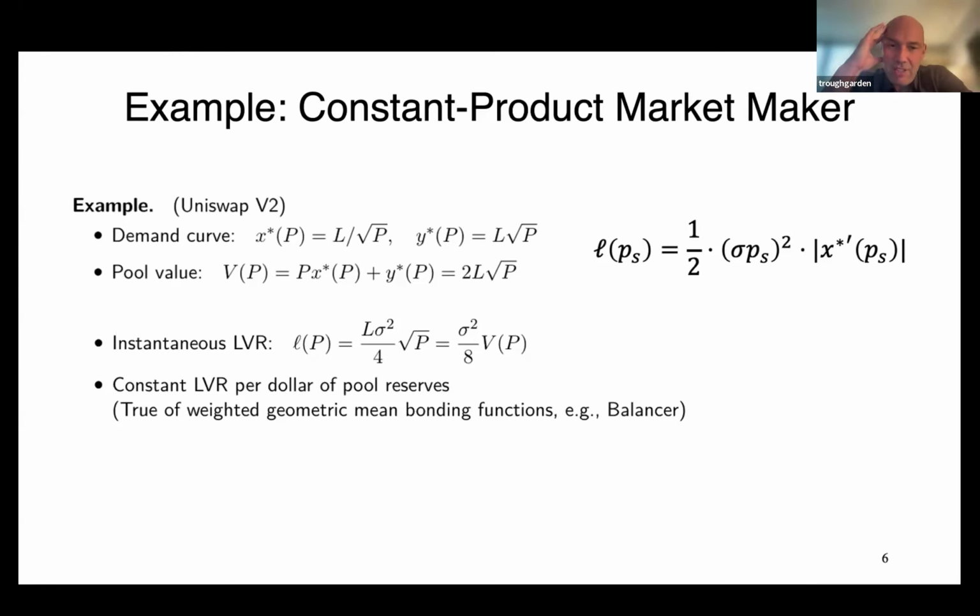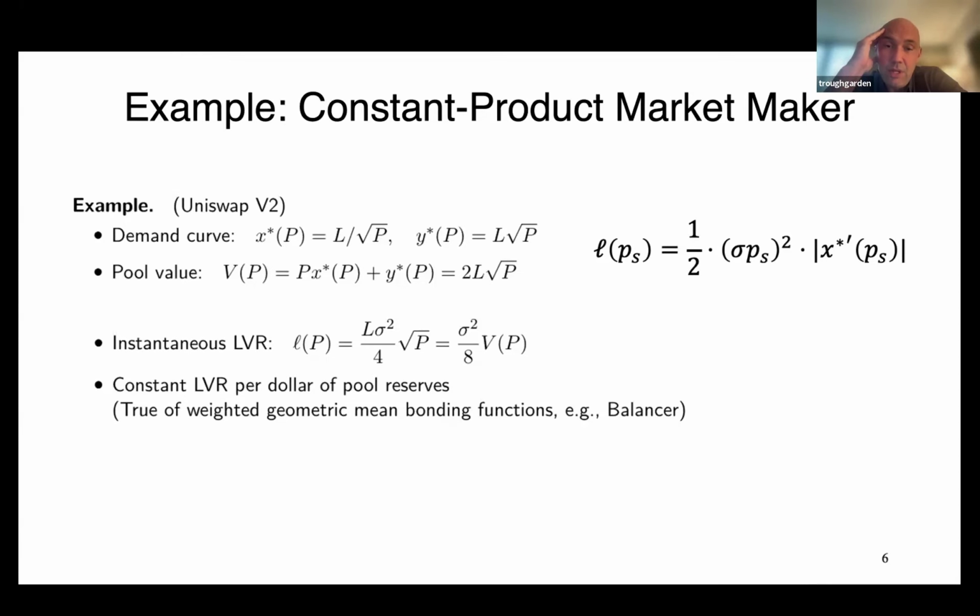Now let's express instantaneous LVR as a function of the current pool value, as a function of V, right? V, as it says right there, is 2 capital L times root P. So we can swap out that L root P, replace that by V of P, but then we lose another factor of 2. We get sigma squared over 8 times V of P.